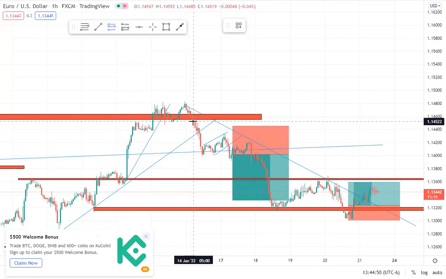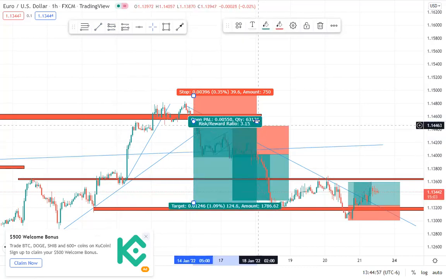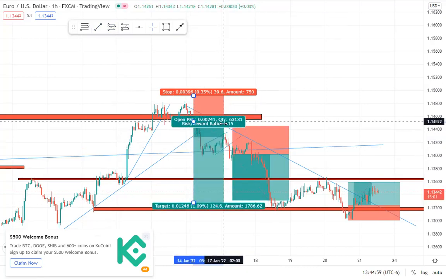Boom, this will right here be your entry. All right, stop loss right above here and take profits right below here. Now, somebody was asking me, how do you know where to place your stop loss? How do you know where to place your take profits? I will answer that here.